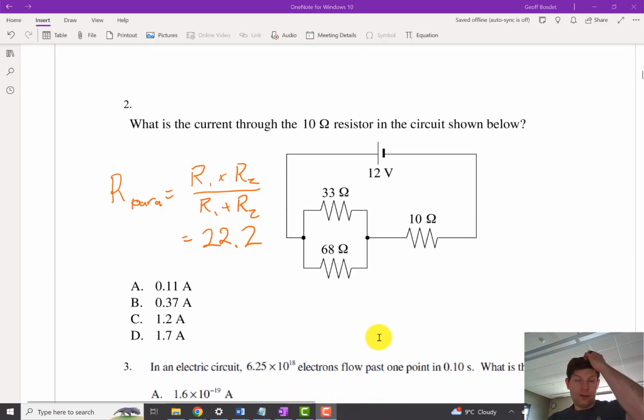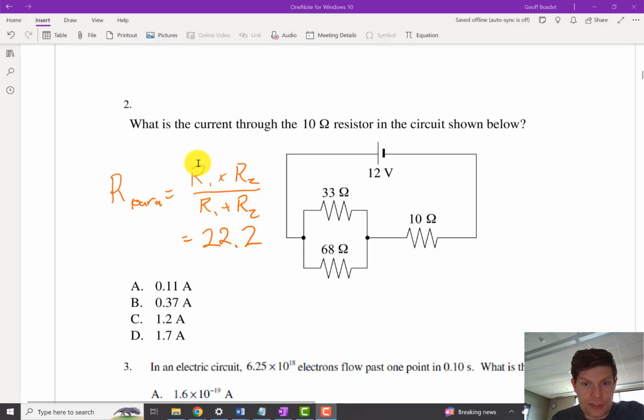Next guy. For this one, we want to find the current through the 10 ohm resistor. Now, you'll notice if an electron's leaving here, there is no way around the 10 ohm resistor. So really, current through the 10 ohm resistor is just our total circuit current. So we can find that if we've already got the total circuit voltage, we just need the total circuit resistance. Now, I've already started this question because my program crashed on me. But that's okay.